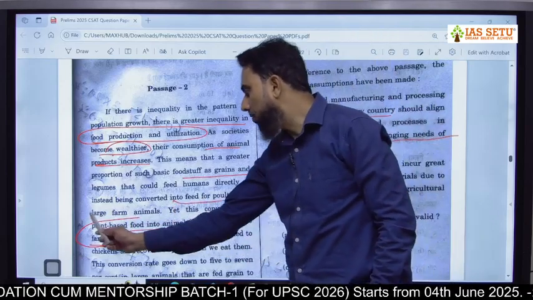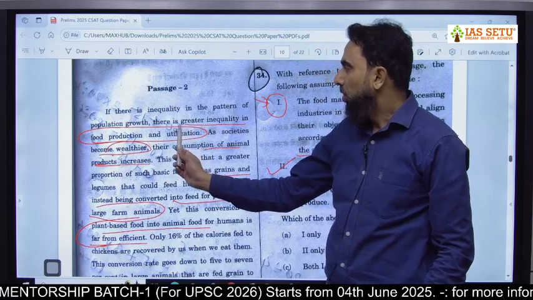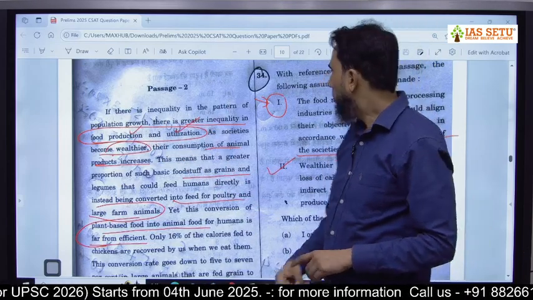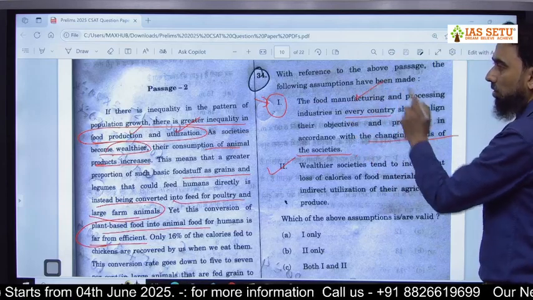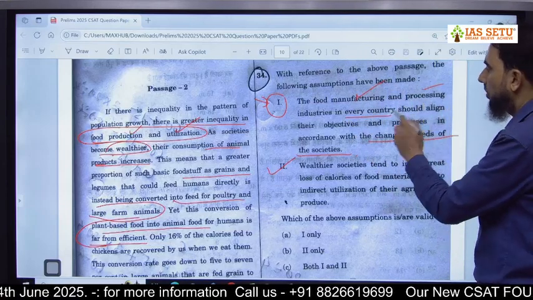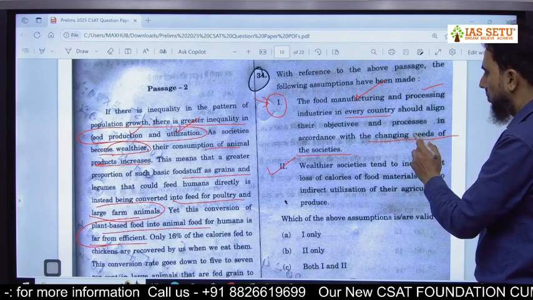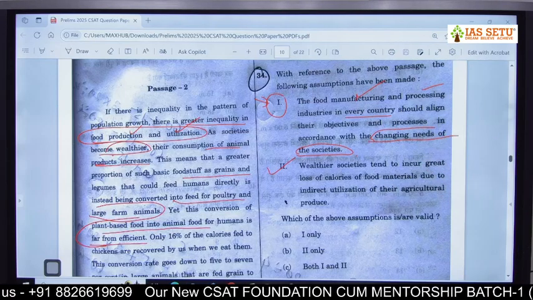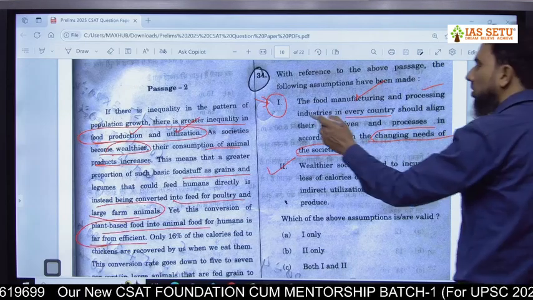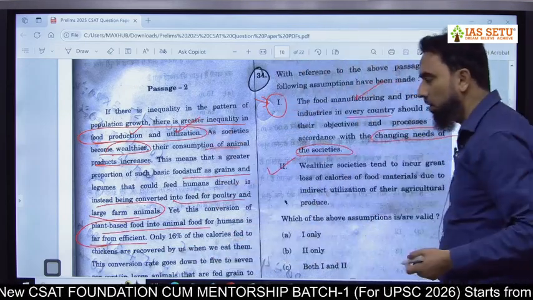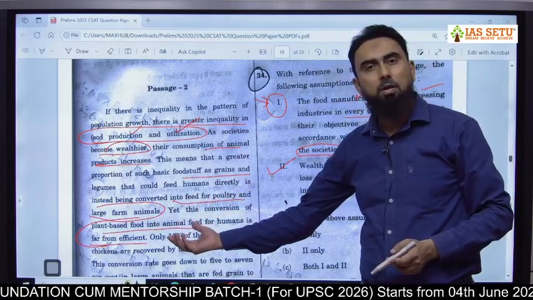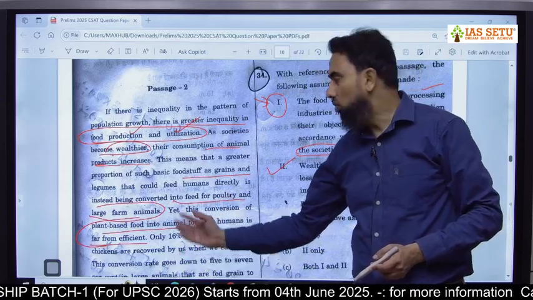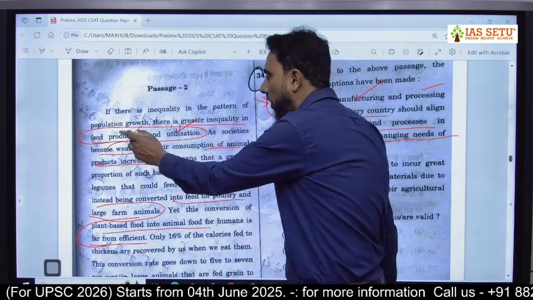And who is converting them and feeding them? Of course, this is done by the companies, the bodies involved in food production and utilization. So the food manufacturing and processing industries in every country should align their objectives and processes in accordance with the changing needs of the societies. I find that this statement should also be correct, because as per the description here, plants and legumes are fed to the animals, and yet the retrieval of nutrients from the animals is far low. So there is a flaw in the food production and utilization.